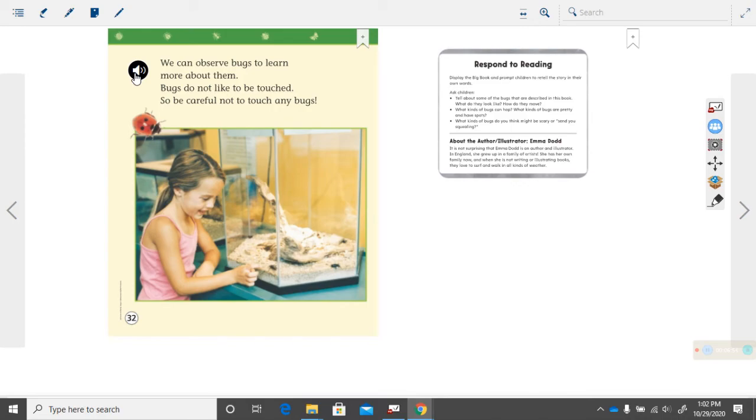And should we touch people or things that don't like to be touched? No, we should not. Because if you didn't like to be touched, you wouldn't want anyone touching you. Very good. Okay, thank you for listening to our story today.